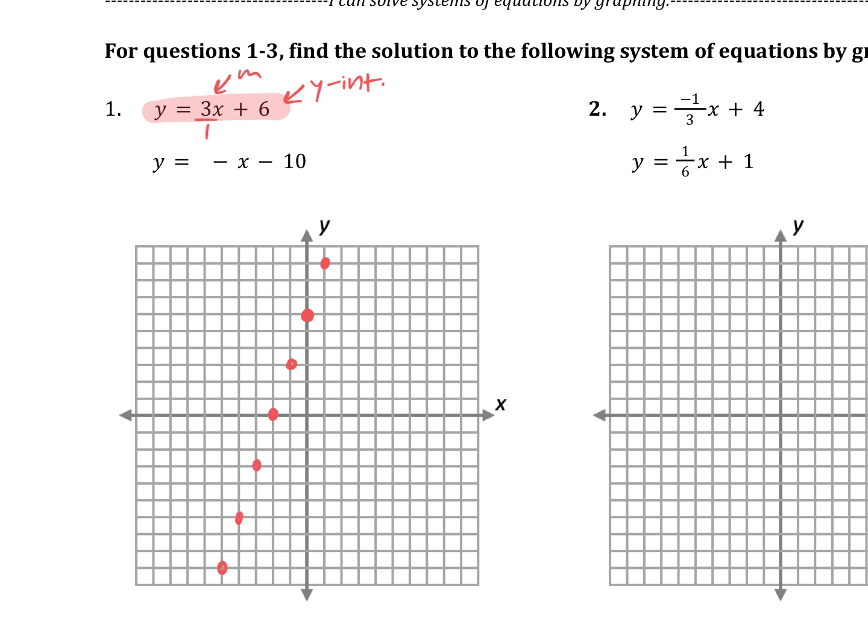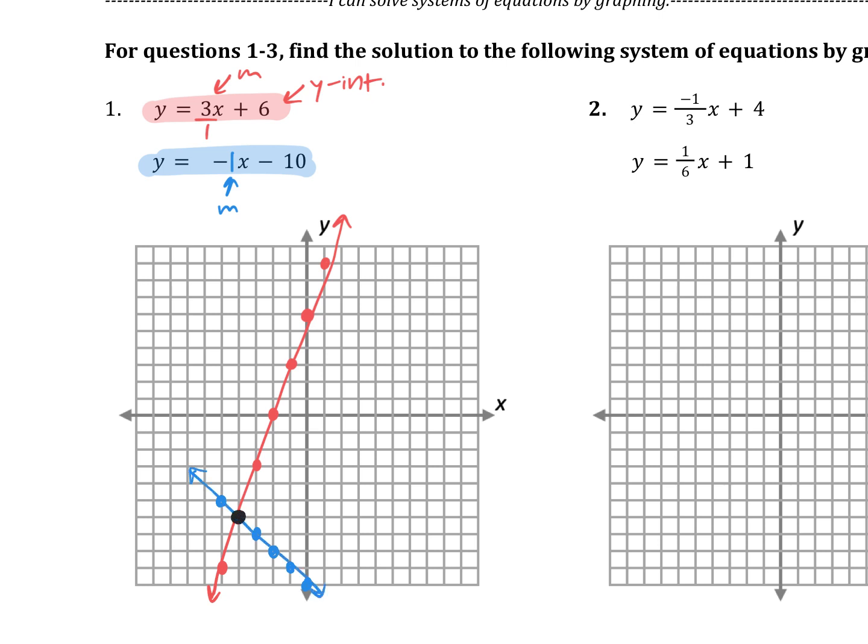Down 3, over 1. I can draw my straight line between all those, and then we'll draw the second line. The second line here, my y-intercept's at negative 10, so I'm going to go all the way down here to minus 10, and then my slope here is a negative 1, so I'm going to go up 1 to the left 1, and I'm going to continue in that path until I get to the intersection point of those two lines, and I just found it there.